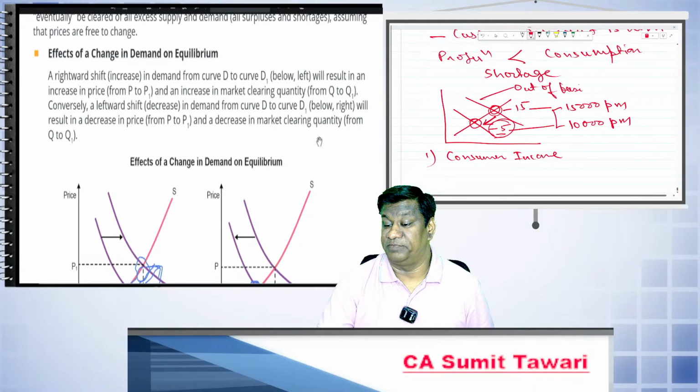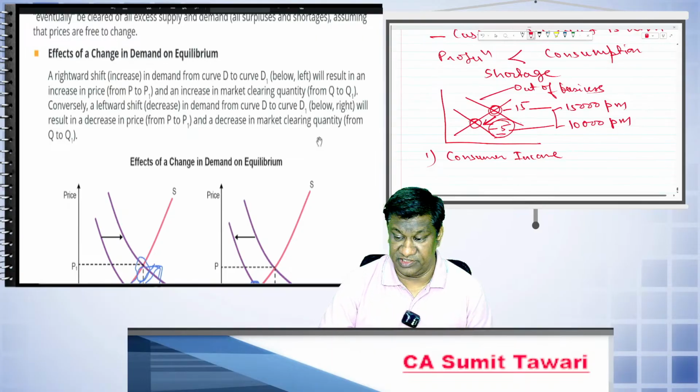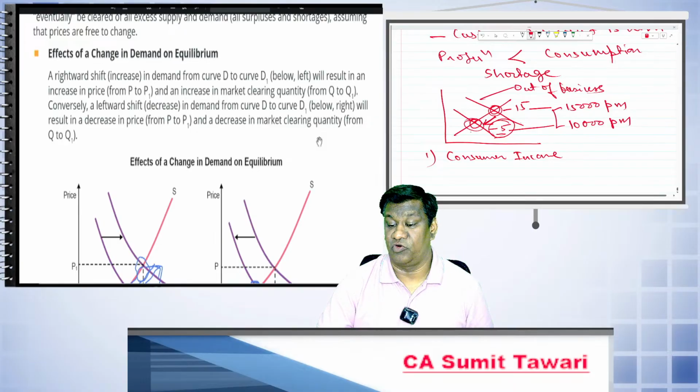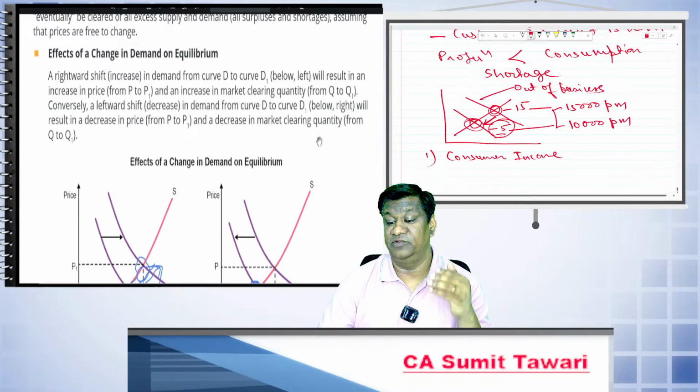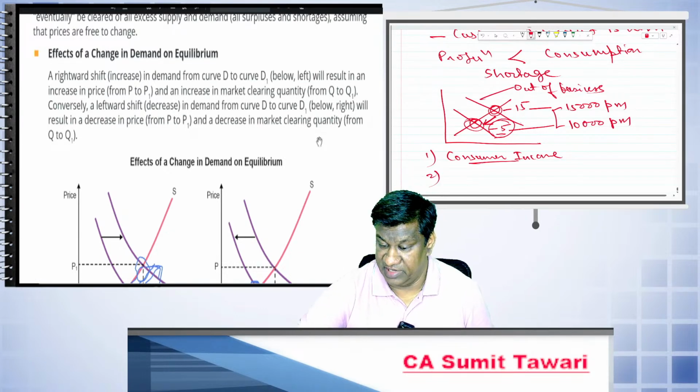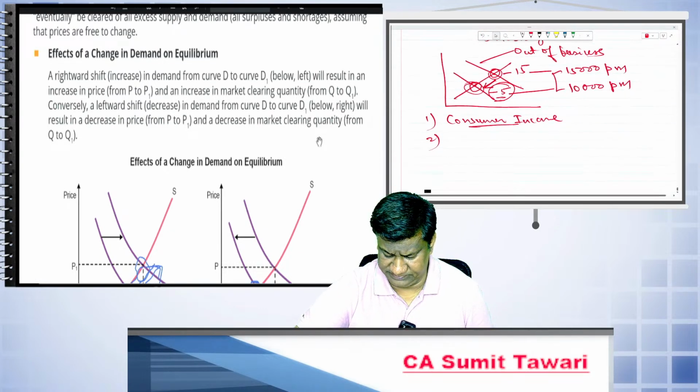So what does the supplier need to do? They need to do reverse engineering and bring it to this level, meaning their costing and profitability must allow them to supply at that price. So the first scenario is consumer income. Second, any other guess like this?